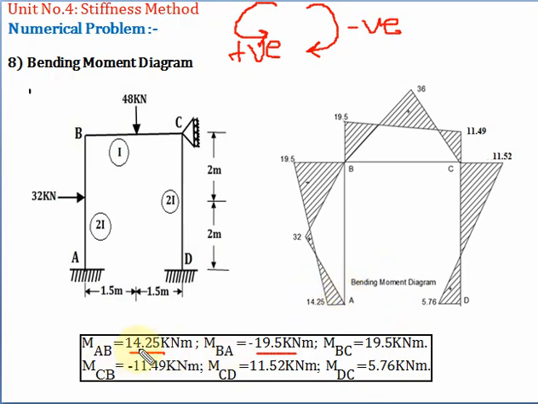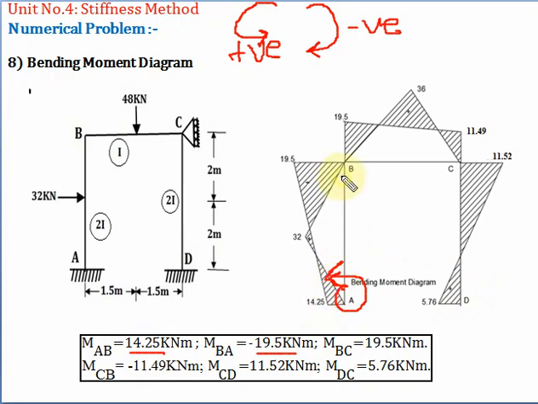So the moment in member AB is what? It is plus. Now you have to keep the pen nearer to the support A and rotate the support A in which direction? Anti-clockwise direction. So I'll rotate it in anti-clockwise direction. You have to rotate the support A in anti-clockwise direction, and it should cut the member AB once. Now this value 14.25 is on the left hand side of the support A.